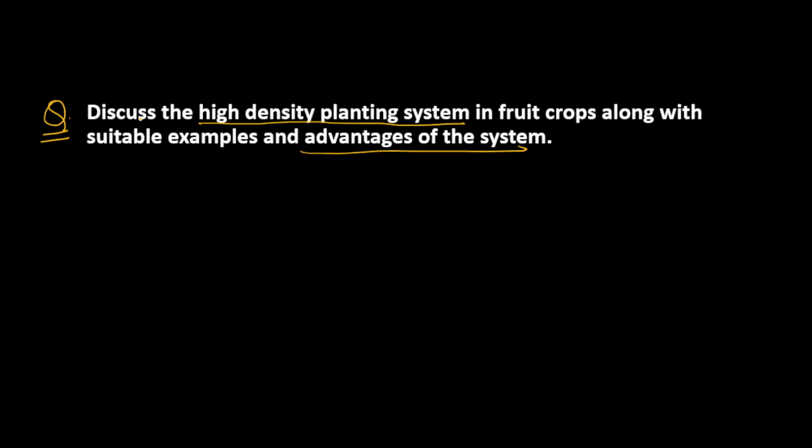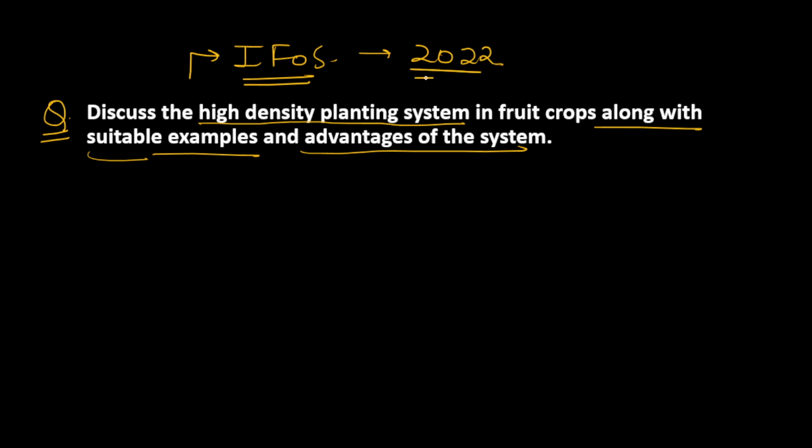Sorry, the first part is asking to discuss the high density planting system in fruit crops along with examples, so we have to discuss with examples. And the second part is just asking about the advantages of the system, and this question was asked in the IFS examination, that is Indian Forest Service examination में ये question आ चुका है in 2022 in the agriculture optional paper. So let's see how we can approach the answer.